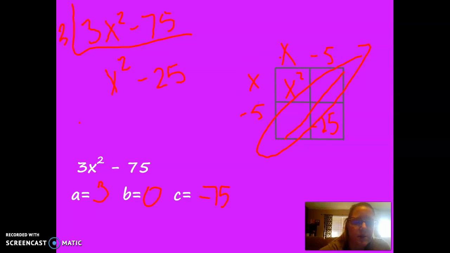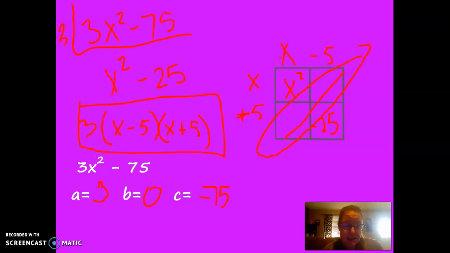So my final answer is 3 times x minus 5 times x plus 5. My apologies. A negative times a negative does not make a negative. So one of the factors is x plus 5 and the other one is x minus 5. So here is your final answer.